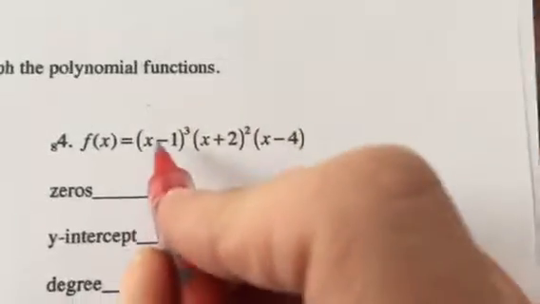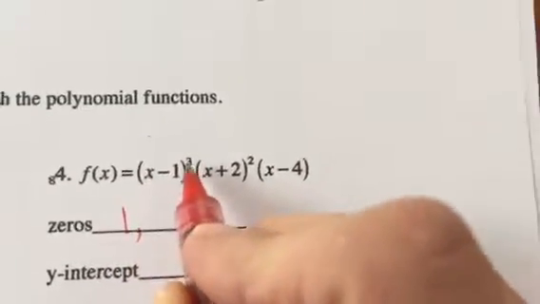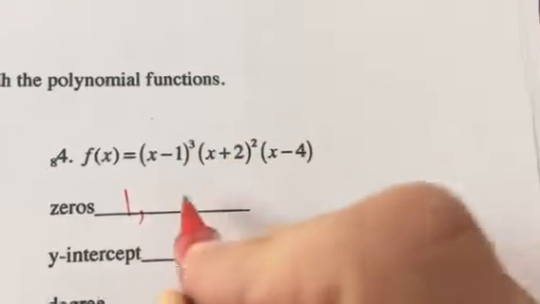So let's do this again. What makes this guy 0? 1. Had I asked for multiplicity, I would say I had a multiplicity of 3. What makes this guy 0?